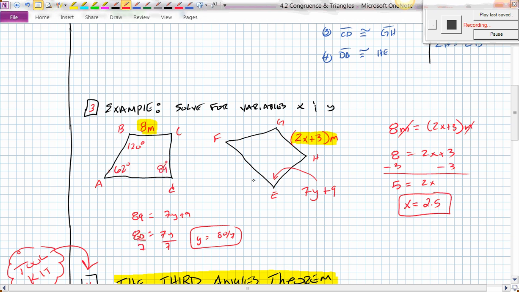So, if I know 2 figures are congruent, I can say a lot about their sides and their angles, and I can use that to solve for different variables.